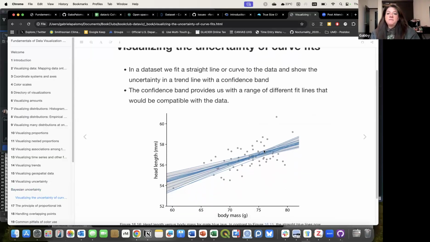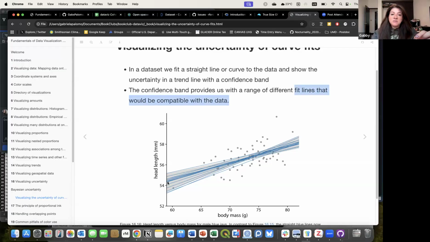When we have curve fits, or when we have a line that represents a fitted line, for example, a linear regression that we did for a data set, then the way we show uncertainty is going to be with a confidence band. And that is represented with gray here. That's going to be around the fitted line that's going to be right here in the middle. But the way that the confidence band should be interpreted is that it's going to give us a range of different fit lines that may be compatible with the data.